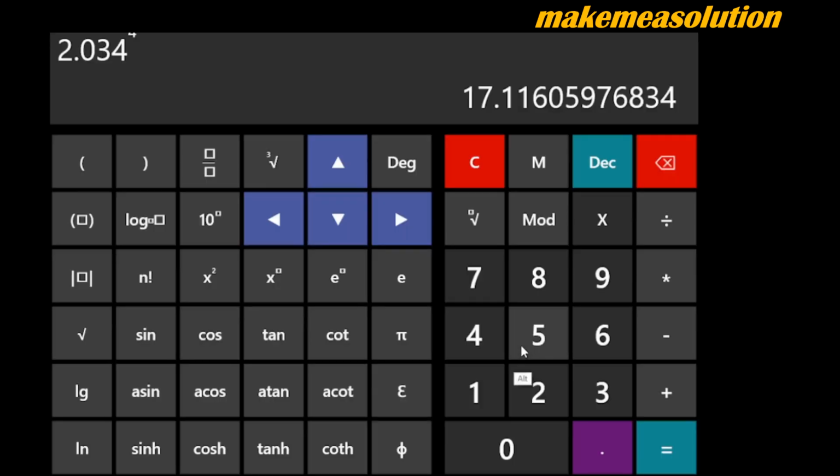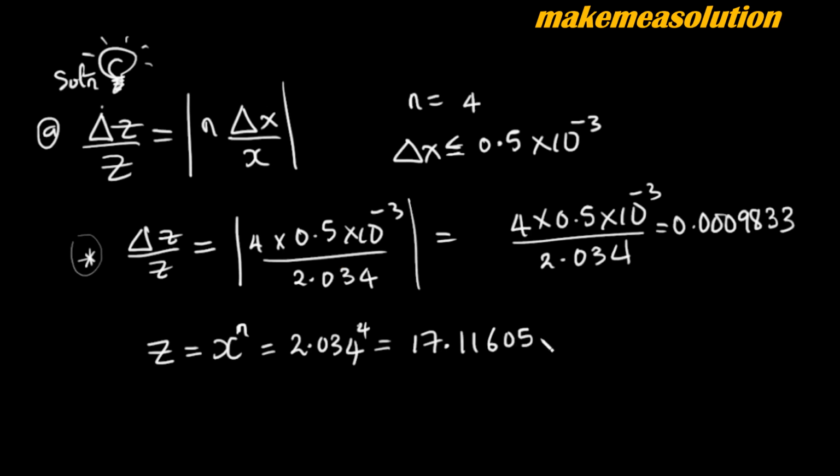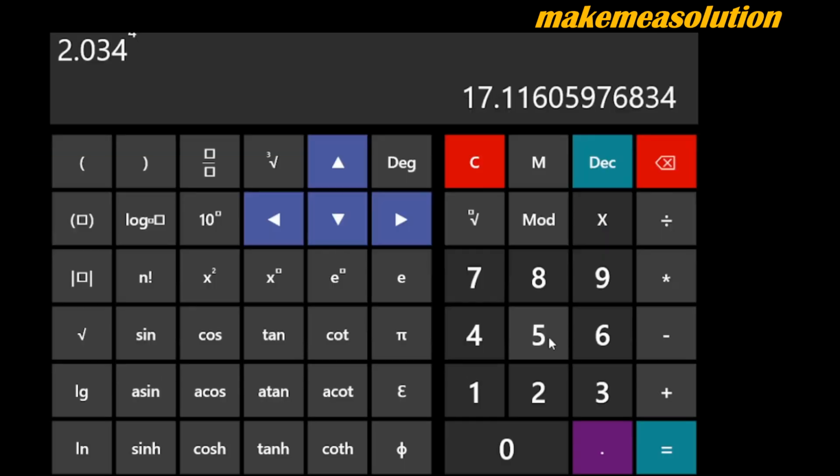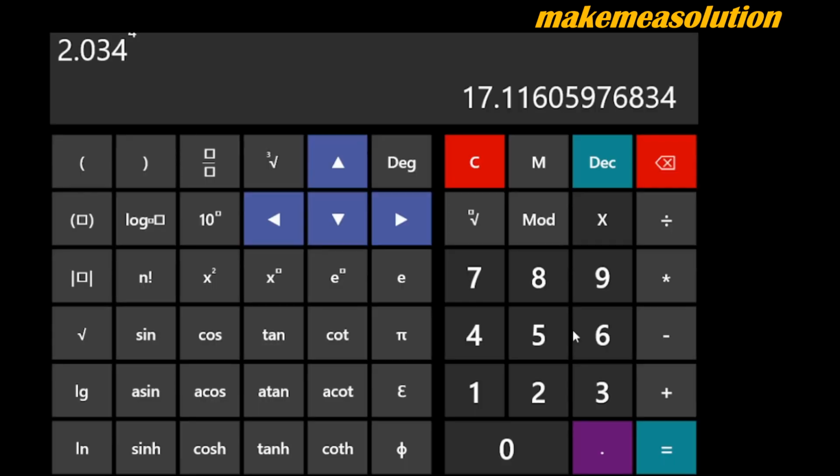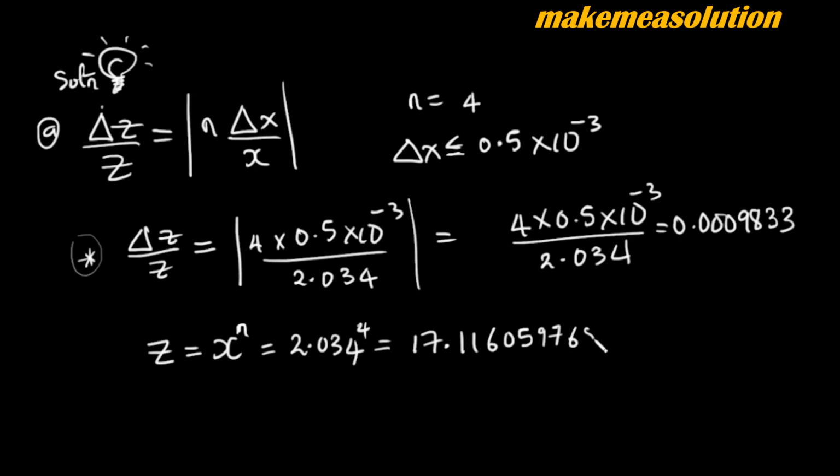17.116, let me just write 05976834. So this is the value of z.